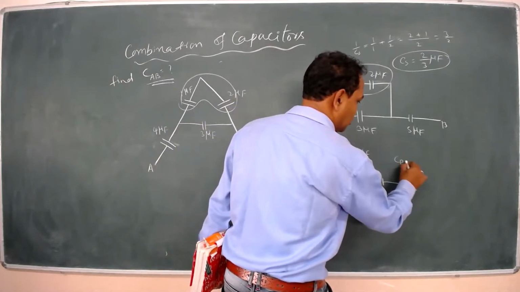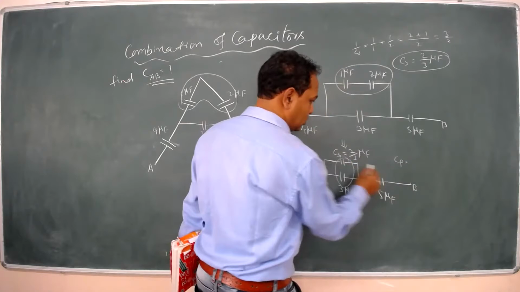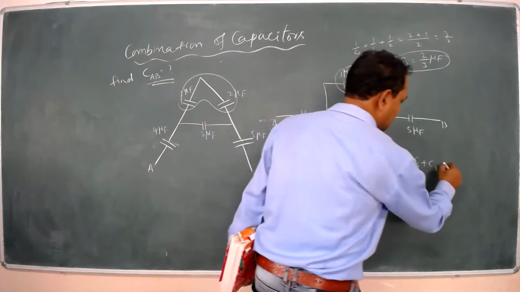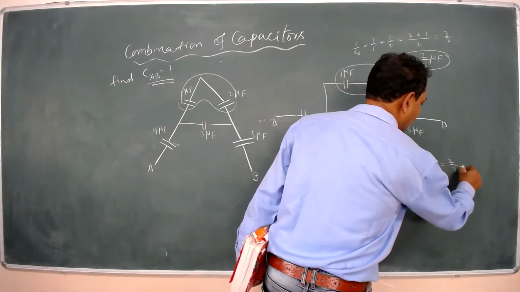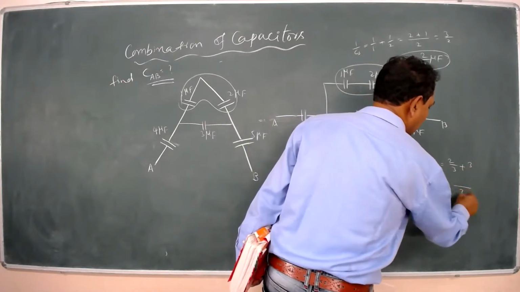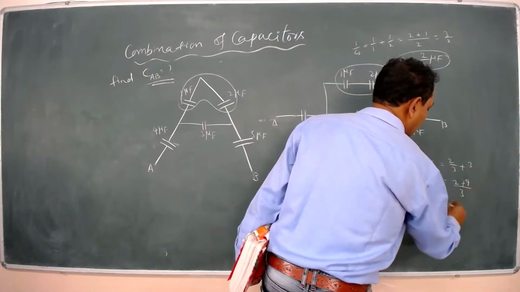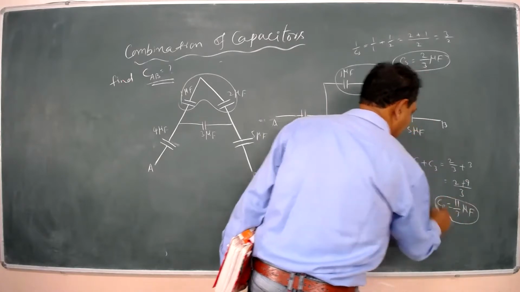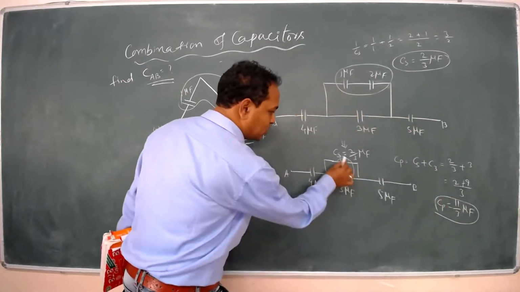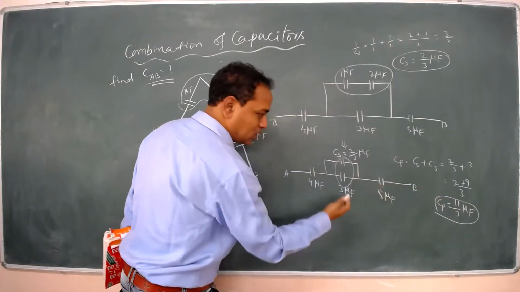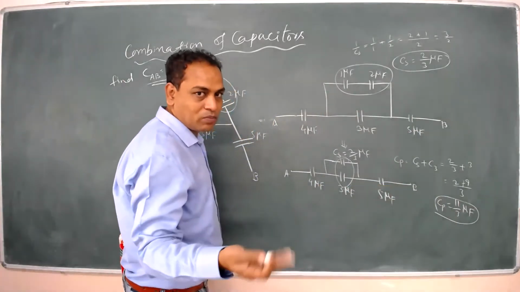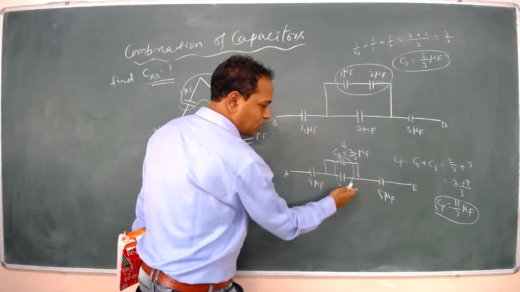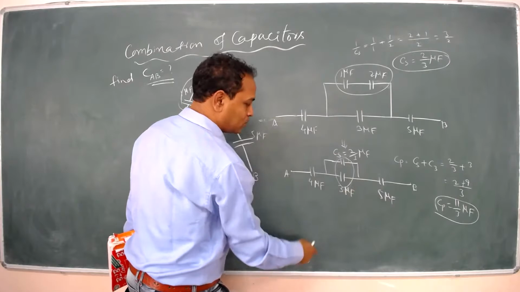C parallel is equal to what? The formula is CS plus C3. That means 2 by 3 plus 3, which is 11 by 3 microfarad. So C3, I am getting 11 by 3. That means this entire thing becomes 11 by 3. We have calculated the same in the previous first question; it is like this only. These two are extra that I have given now. Very easy.